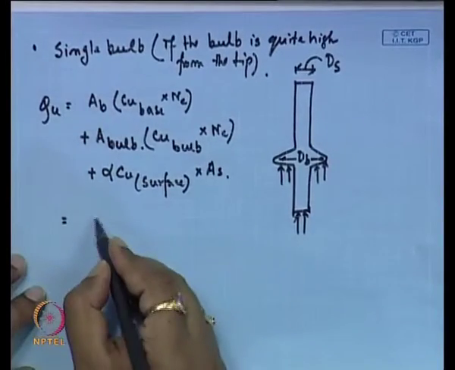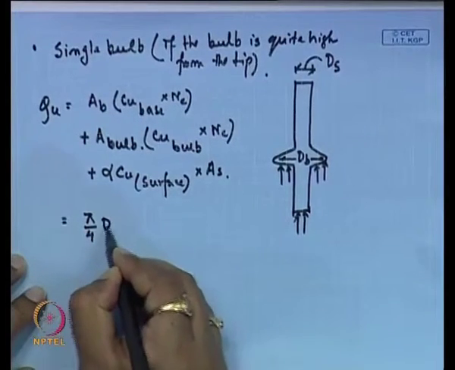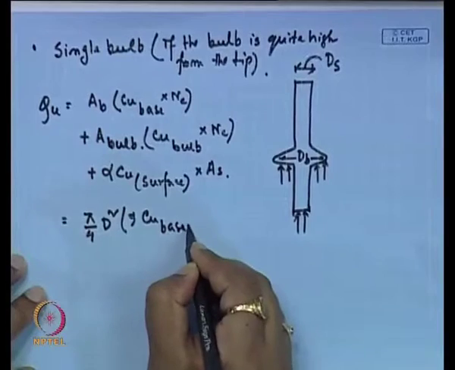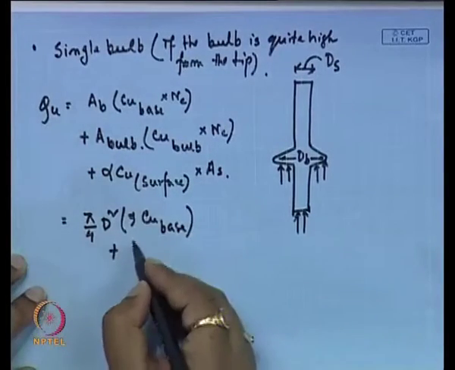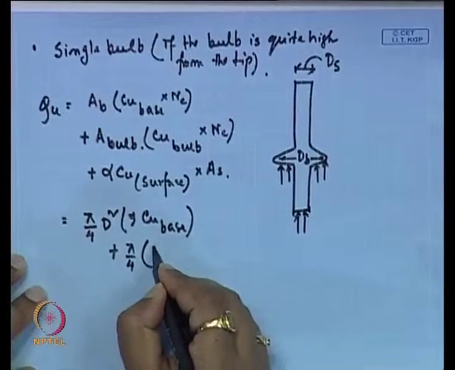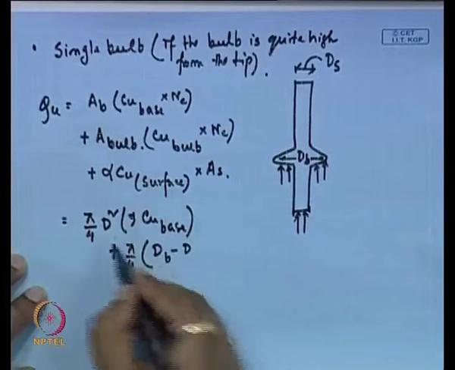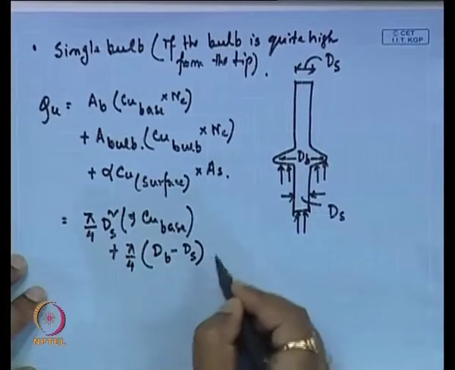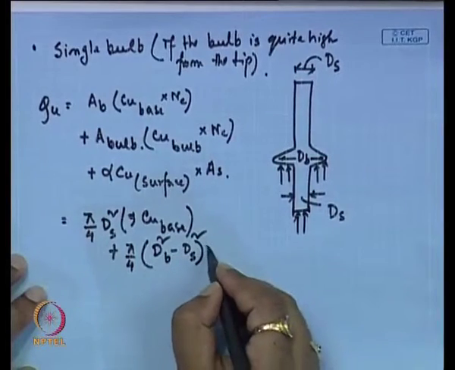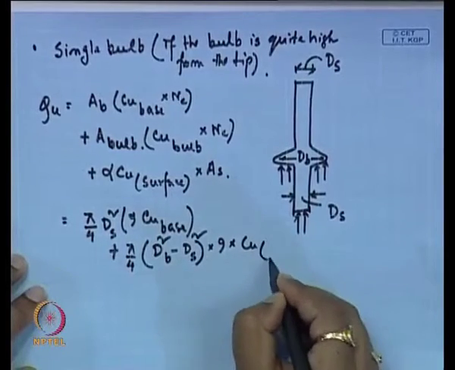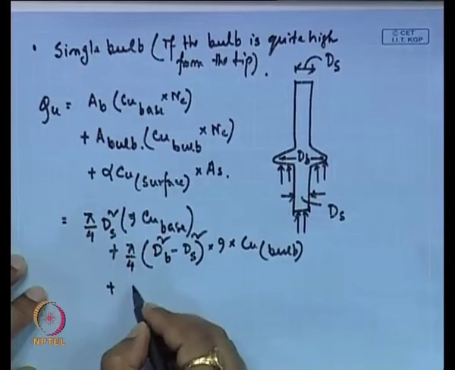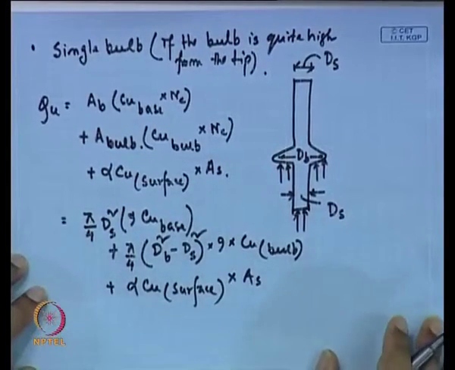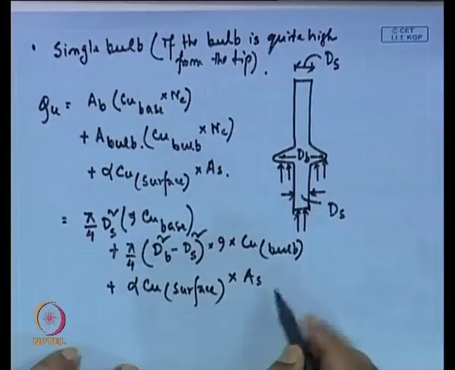So, at the base level the area will be, if it is a circular pile, pi by 4 into d square, then into Nc is 9 into Cu at base level, and the area of the bulb level is pi by 4 into dB square minus ds square, because this one is also ds, into 9 into Cu at bulb level plus alpha Cu at surface level into As, the area of the shaft, this outside area of the shaft.